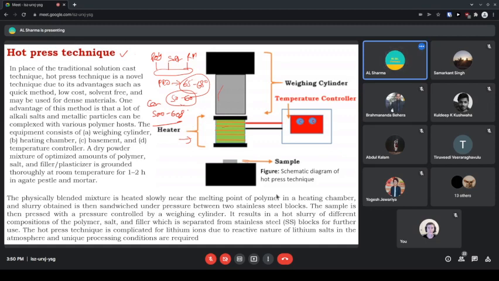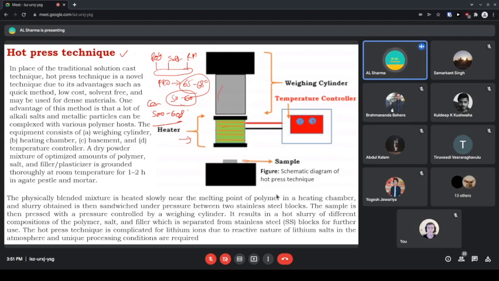Is it okay? You may go through it line by line. I may read this also, by which you may get more clarity. In place of the traditional solution cast technique, the hard press technique is a novel technique due to its advantages such as quick method, low cost, solvent free, and it may be used for dense materials. One advantage of this method is that a lot of alkali solvents, salts and metallic particles can be complexed with various polymer hosts. The equipment consists of a weighing cylinder, heating chamber, basement, and temperature controller.